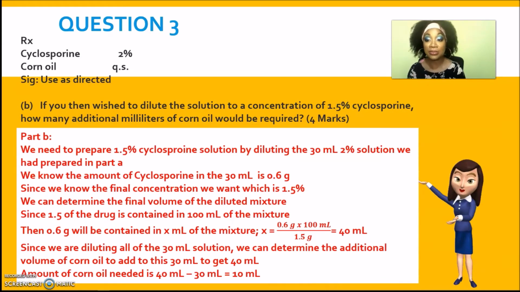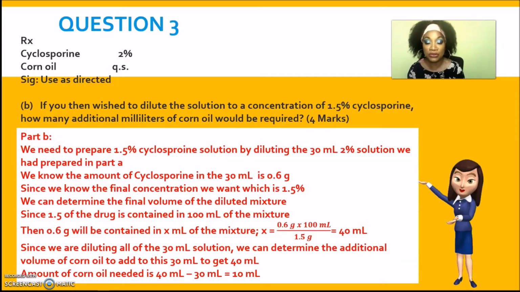Okay, so let's look at part B. Part B says that you wish to dilute the solution, which is a 30 ml solution you had made before, and make a concentration of 1.5% cyclosporine. And you want to know how many additional milliliters of corn oil you will need to add to the 30 ml to get that. So we need to prepare 1.5% cyclosporine, and we are going to be diluting all of the 30 ml 2% solution that we had calculated or prepared in part A.